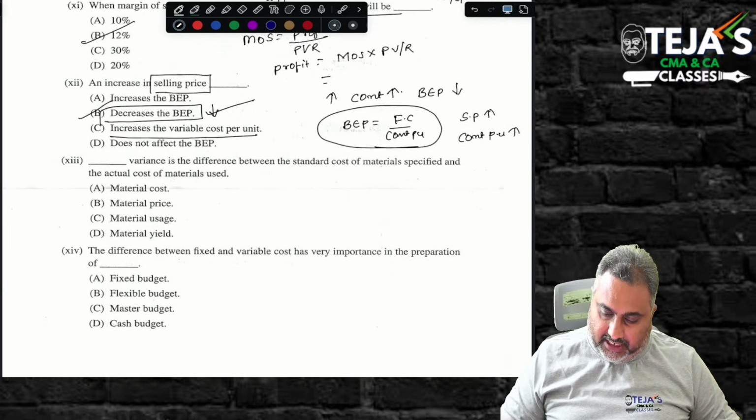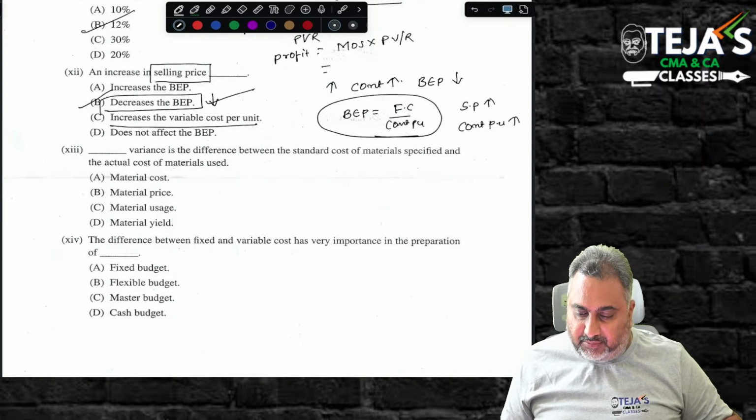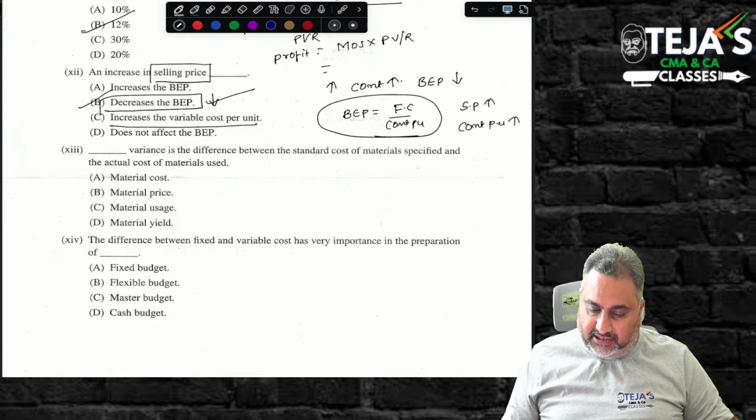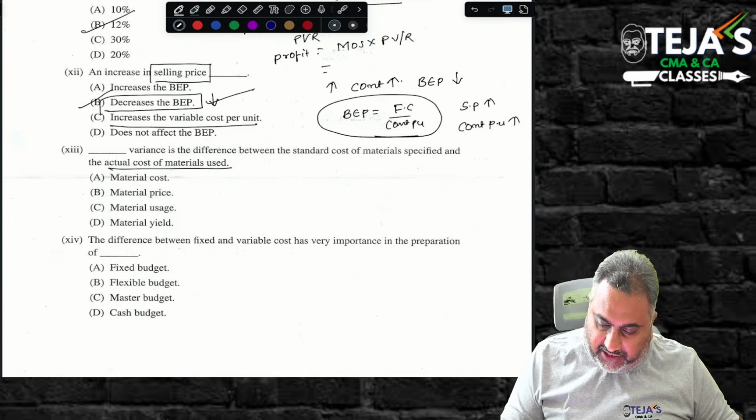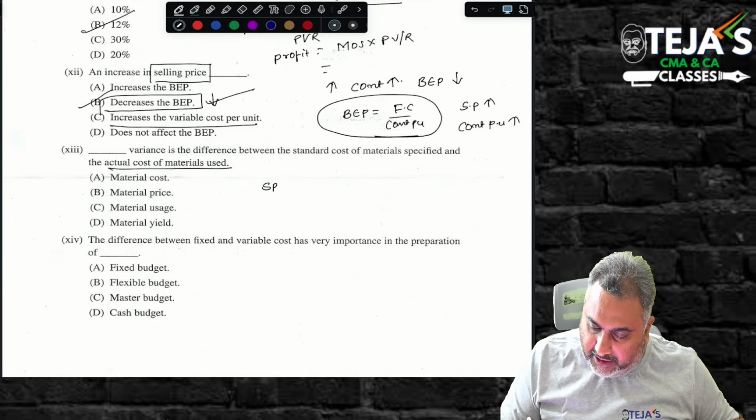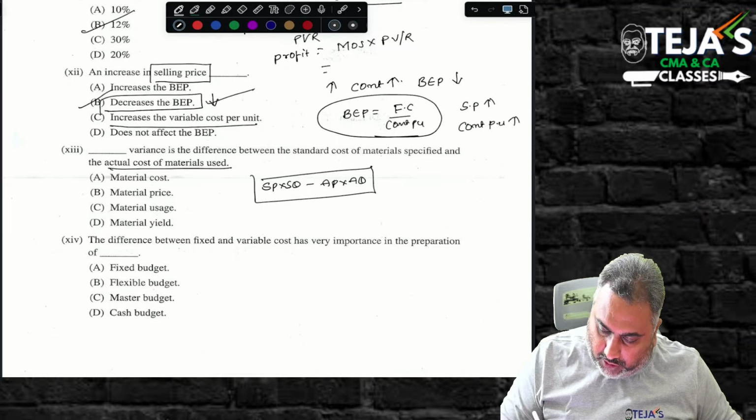Okay. Next, variance is the difference between standard cost of material specified and actual cost of material. This is nothing but SP into SQ minus AP into AQ. That is nothing but what?